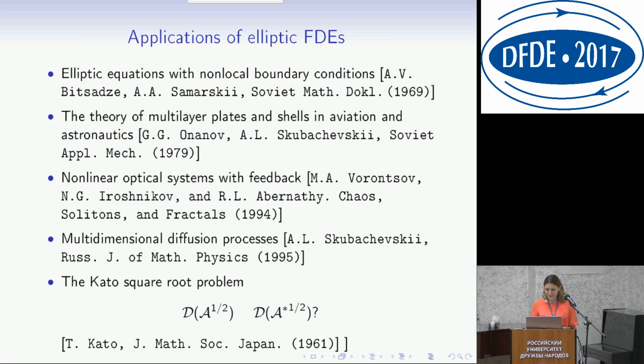So next, I would like to tell you a little bit about applications. The theory of functional differential equations began to develop in the 70s of the previous century. The interest was primarily associated with many important applications in nonlocal elliptic problems arising in the theory of plasma, in the theory of multilayer plates and shells in aviation and astronautics, in nonlinear optics, in multidimensional diffusion processes, and in connection with the Toeplitz-Kato square root problem, Kato's conjecture about the square root of m-accretive operators.